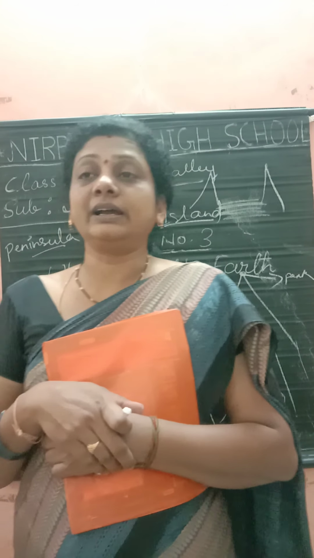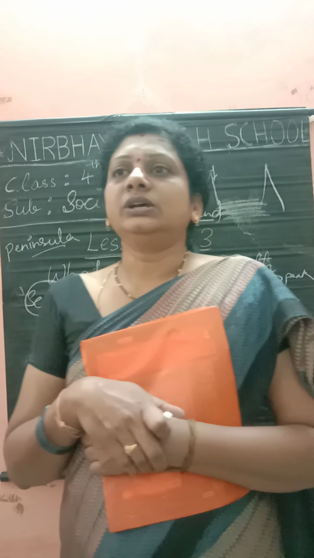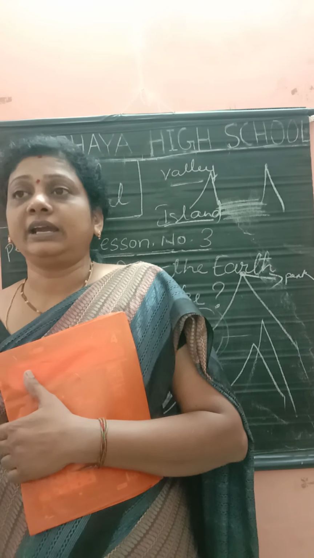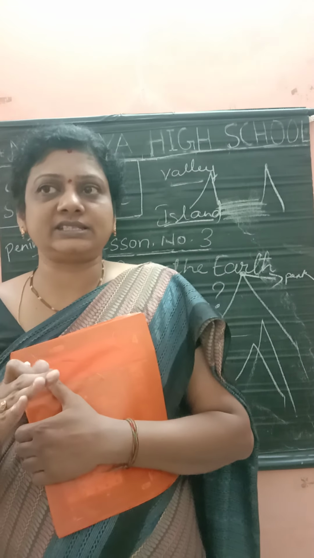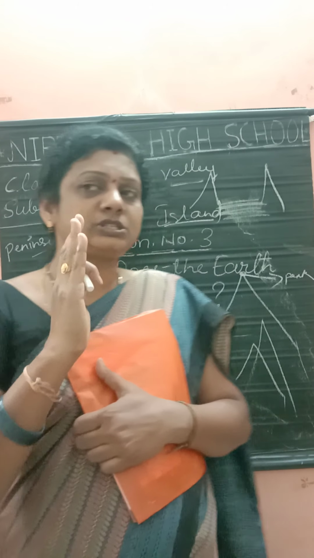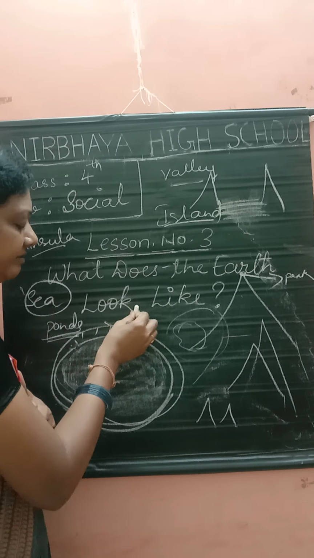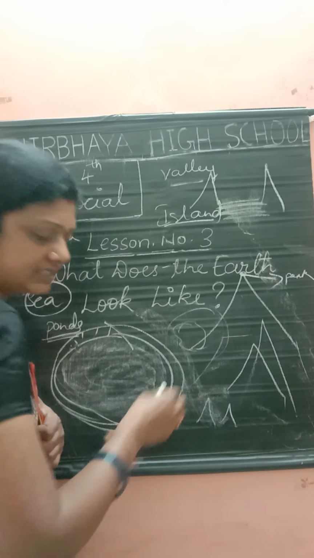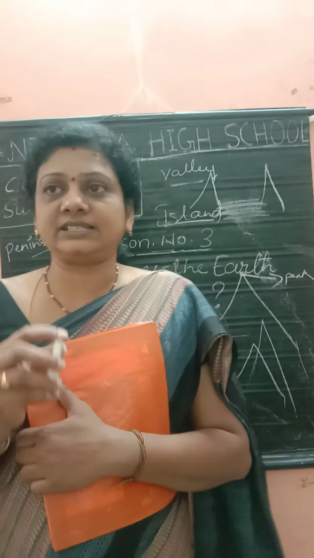Glacier. A glacier is a slow moving river of ice.